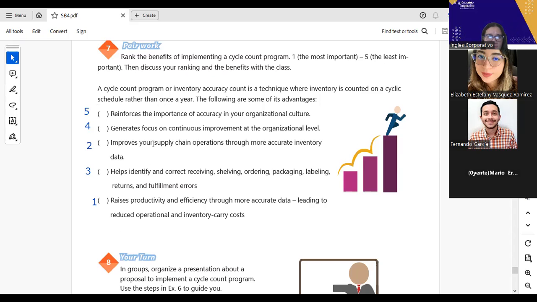Does anyone have something different or doesn't agree with the benefits, or the advantages? All right. No one opposes it. Clear, all drawings. One second, please.